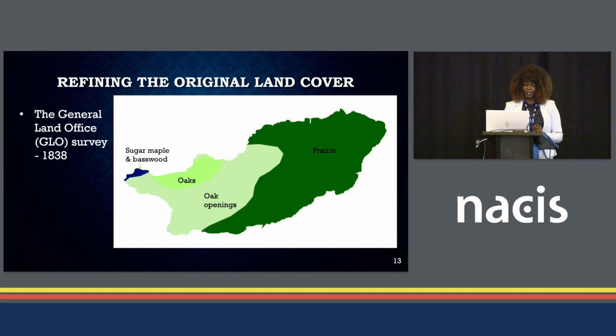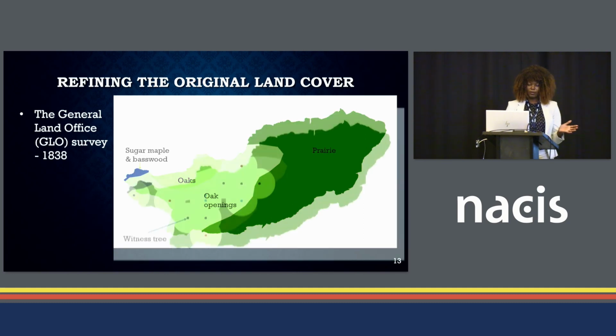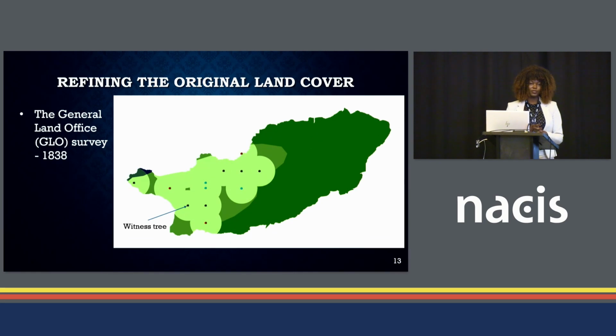But bearing in mind that this data was aggregated at coarse scale, we decided to use the witness trees. These were the trees that were recorded at the time of the survey in this region. Using the definition of oak openings, we applied a buffer. As a result, the prairie area actually increased, and the oak openings also increased, but the closed forests decreased. So here we had around 66% of prairie.